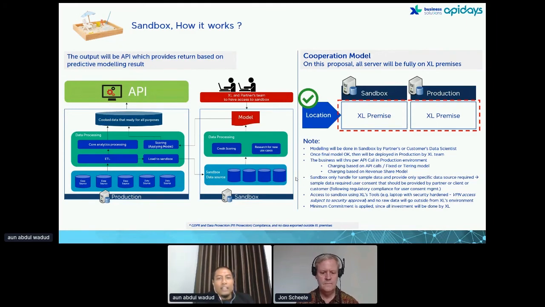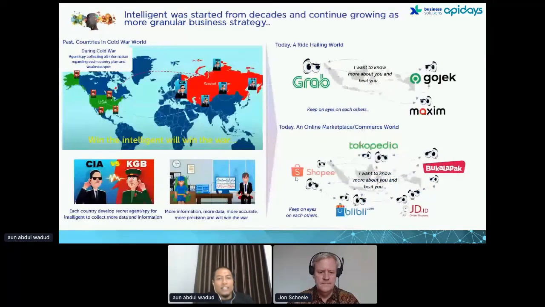And this is, I thought, the last data insight as a service that we have. As you know, intelligence in our world is something like new, but this is something that already happened maybe decades ago, right? When we see the US and the Soviet Union in that time, they kept chasing information by sending the CIA or the KGB, right? But this practice actually still happens.